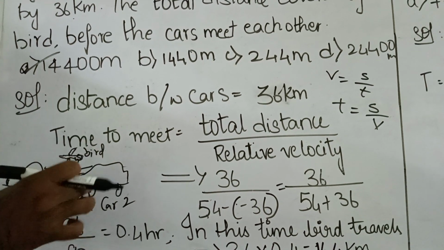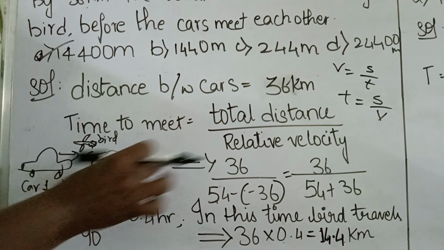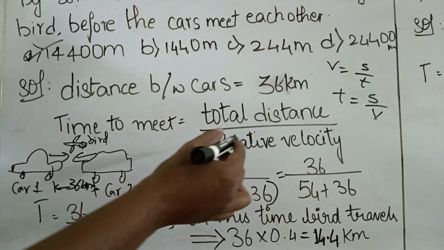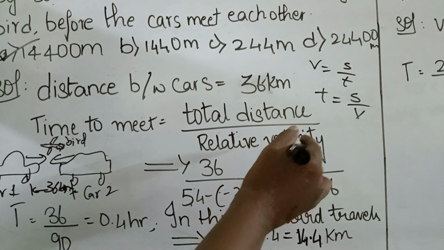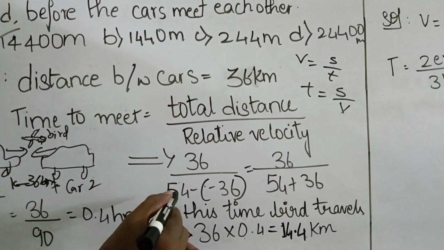For example, there are two cars. They are moving relative to each other, so we have to use the term relative velocity. When there is only one car, you need not use the term relative velocity. So two cars are there, we have to relate the velocities. Therefore total distance is 36, relative velocity is 54.